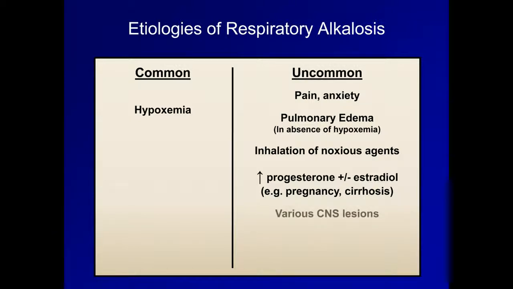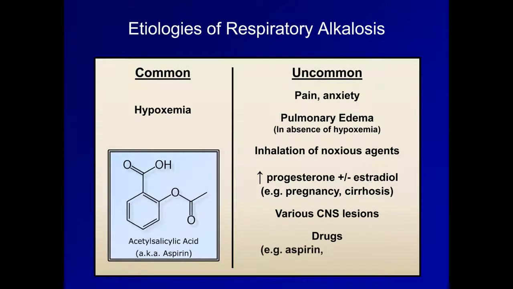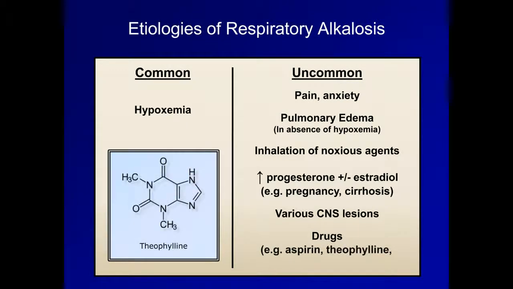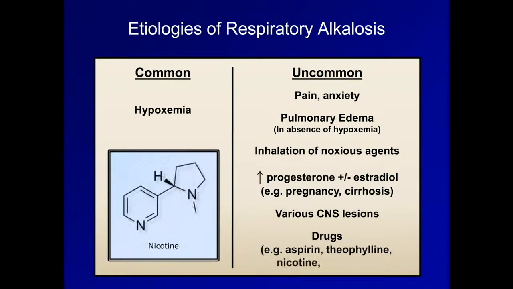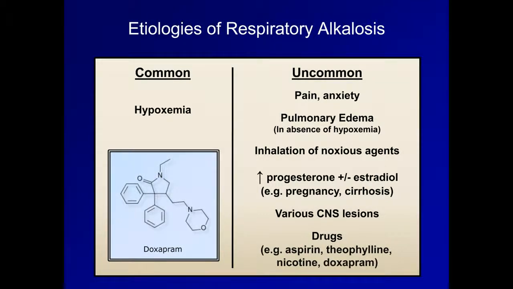Also on this list are various CNS lesions related to trauma, stroke, infection, or hemorrhage, and a small collection of drugs that can stimulate ventilation. These include aspirin at toxic doses, theophylline, nicotine, and doxapram, the last of which is a respiratory stimulant available as a continuous IV infusion that is rarely used to treat drug-induced respiratory depression in the ICU.